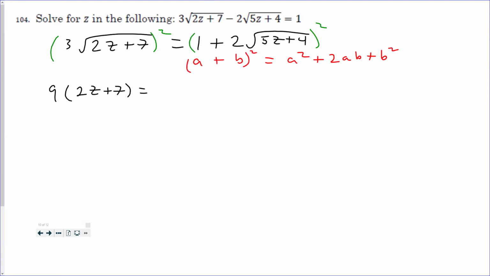So a plus b squared is going to equal a squared plus 2ab plus b squared. In this case, my a is 1. 1 squared is just 1. Then 2ab is 2 times this 1 times this 2 times the square root, so we have plus 4 times the square root of 5z plus 4. And then b squared is going to give me that 2 times the square root of 5z plus 4 squared, which will be 4 times 5z plus 4.